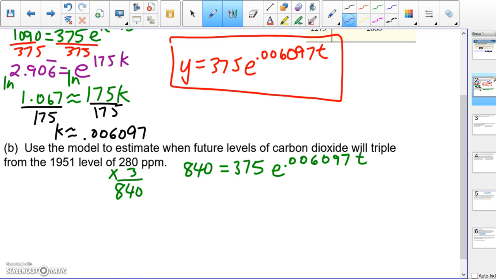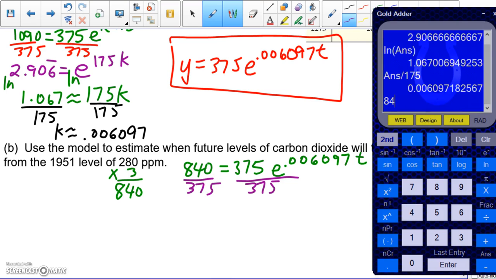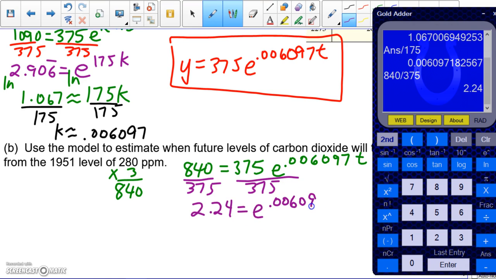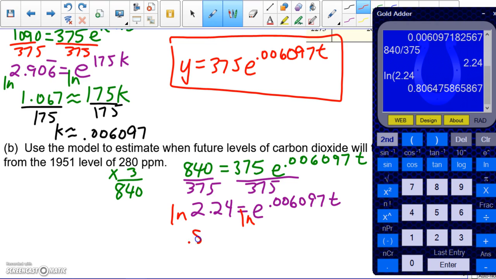So again, we're going to divide by 375. 2.24 equals e to the 0.006097t. To get rid of that e, we're going to need to take natural logs. So we will do a natural log of both sides. Natural log of 2.24 gives me 0.80648 approximately equals 0.006097t. And lastly, of course, we're going to divide by that number to isolate the t variable.